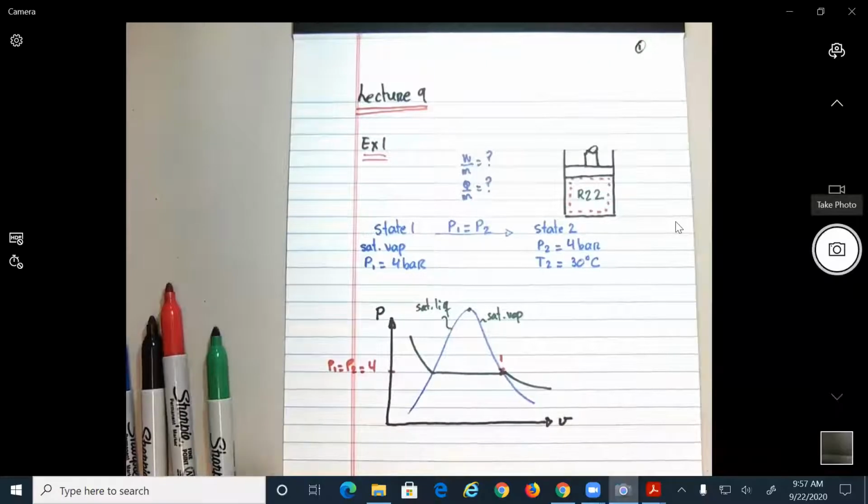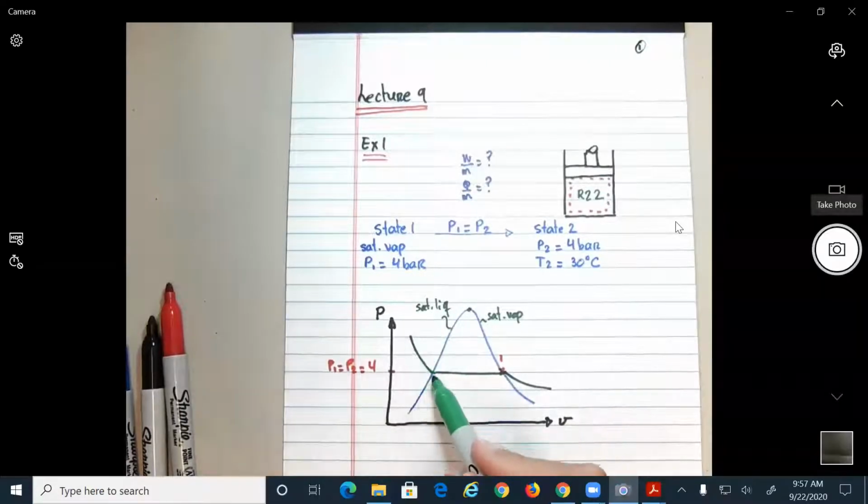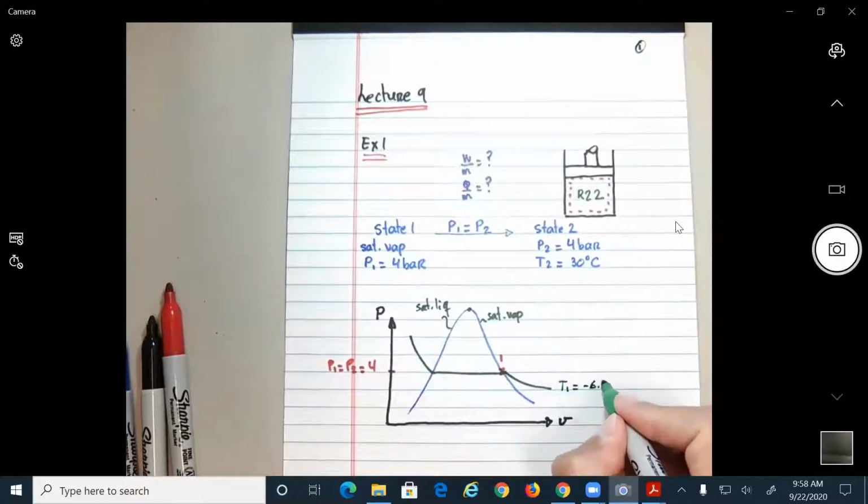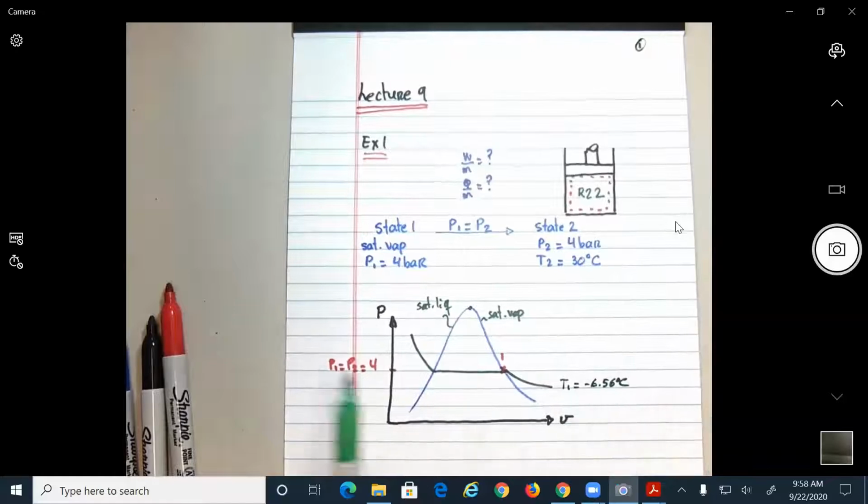That this line here of constant pressure is T1 equal to minus 6.56 degrees Celsius. We might not need it. I don't think we're going to need it, but I'm just trying to give, on the first problem, as much information as I can.